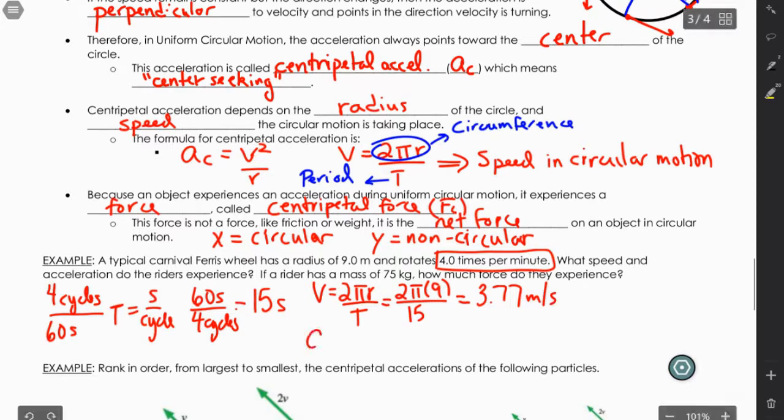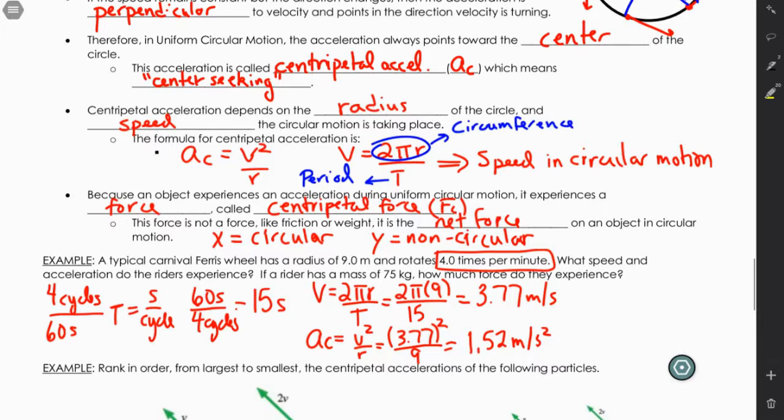Okay, and now we're going to find the centripetal acceleration because that's what we're looking for. It's going to be a_c is v squared over r. So it's going to be 3.77 squared over 9. Okay, and we're going to get a centripetal acceleration of 1.52 meters per second squared. And we can always just assume positive, that it's traveling in the counterclockwise direction, okay?